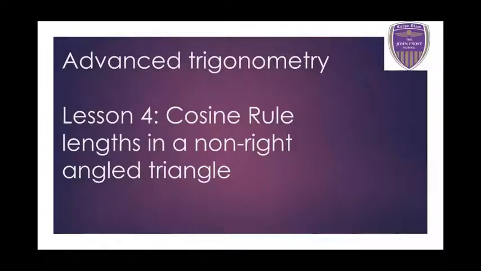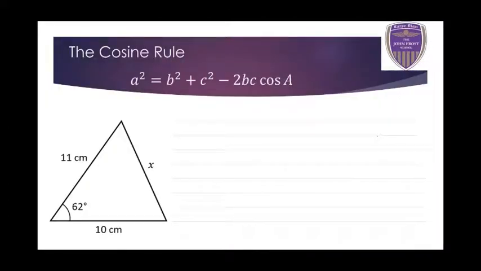This lesson, we're going to continue with advanced trigonometry, and we're going to look at the cosine rule for finding lengths in a non-right angle triangle. So let's jump right in. The proof for this rule is quite complicated, so we're not even going to bother looking at the proof for it. But this is the formula here. So this is the cosine rule, and today we're going to use this to find missing lengths in a non-right angle triangle.